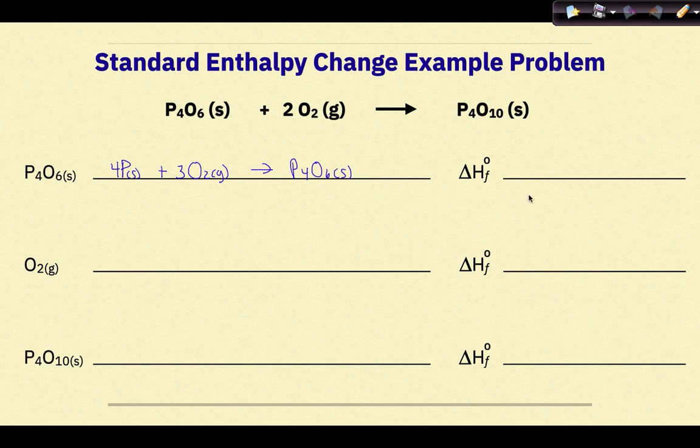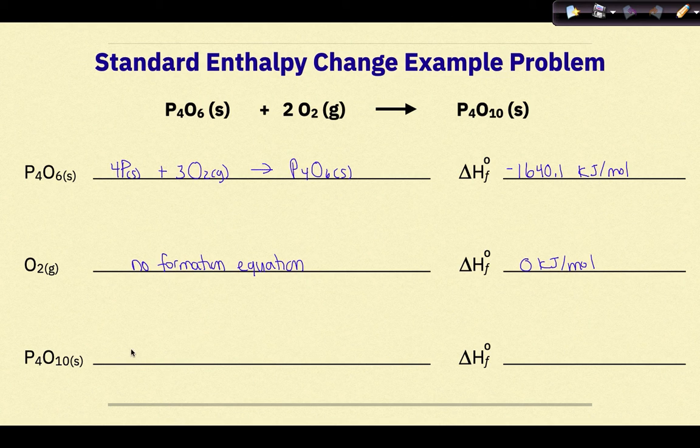And then I would look up my value for the heat of formation for P4O6, and it would be negative 1,640.1 kilojoules per mole. Then, oxygen, no formation equation, not needed because oxygen is an element and it's in its standard state. So this, 0 kilojoules per mole. Not that we need to write it, but why not? And then finally, we have P4O10 as a solid.